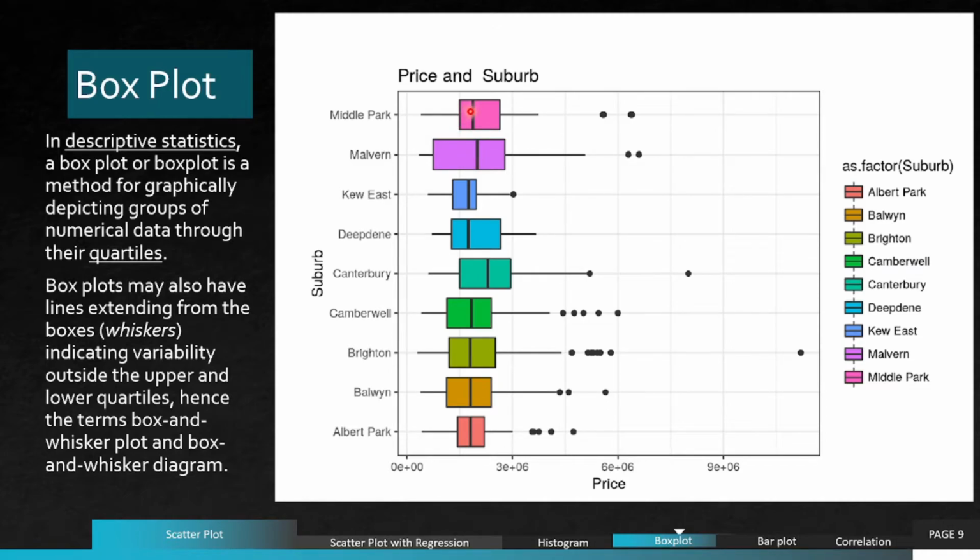So what are the lower ones? So the lower ones, strangely enough, Albert Park, which is also quite a very good suburb, that is also one of the lower ones. So in this way, in a very short plot, you can understand very easily the prices and the suburbs in a very concise and precise manner.